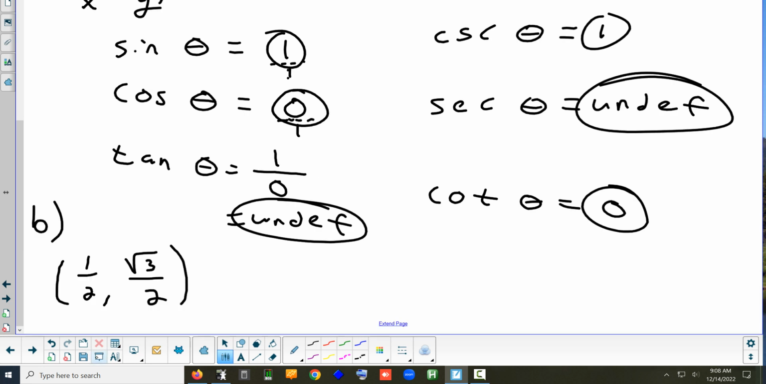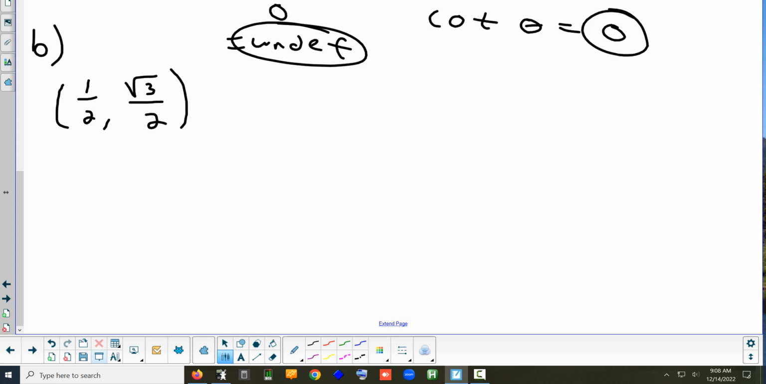Let's try another one. Let's look at this one: 1/2, comma, root 3 over 2. Does that look like the coordinate for 0, 90, 180, or 270? Does it look like any of them? No, it's not. What is it the coordinate for? You don't need to know. You will by the end of today. But the most important thing here is you have the coordinate. If you really want to know what it's the coordinate for, it's the coordinate for 60 degrees. But you don't need to know that.